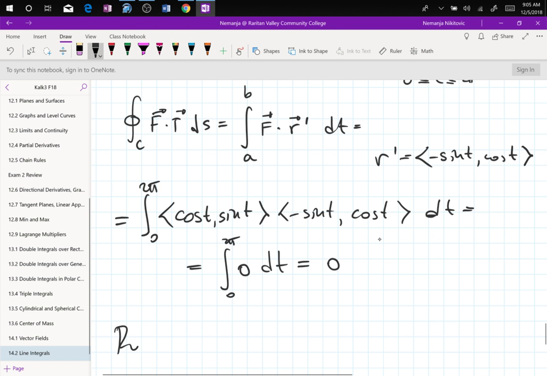Now we're going to do rotational. Are we expecting 0 again for circulation with the rotational field? No, right? We are expecting a value. So for the rotational vector field, let's do F first. F is going to be negative y, x.